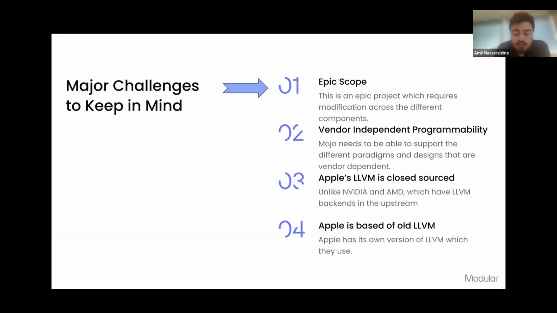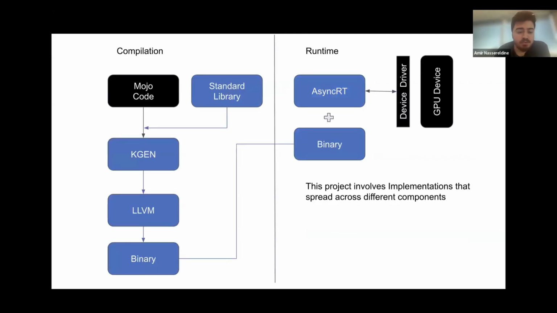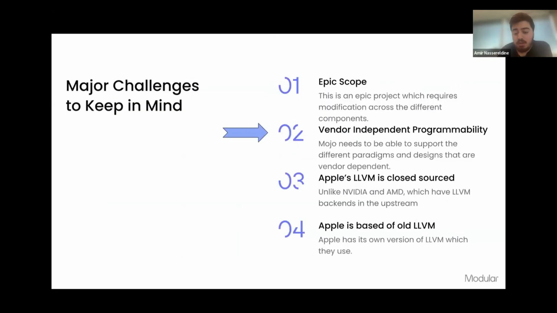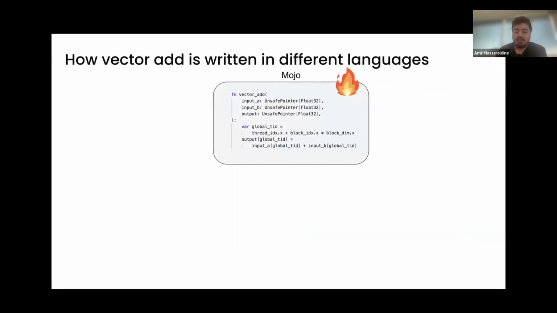So what are some of the challenges for this project? First, it's a big project. It involves multiple modifications across different components. All those components that I mentioned need to be changed, and they have to interact perfectly with each other. The second thing is vendor independent programmability.